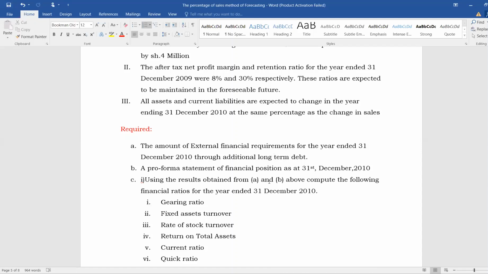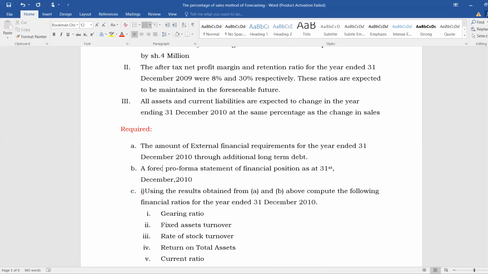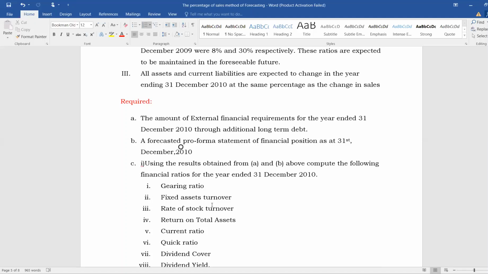Okay, a pro forma statement of financial position, a forecasted. It is a forecasted. Forecasted is written that way. A forecasted pro forma statement of financial position as at 31st December 2010. Number C, that is there. I have brought it, I have not even done it myself. That is the exercise you will do later. Those ratios I have not worked them out. But at least you'll have something.